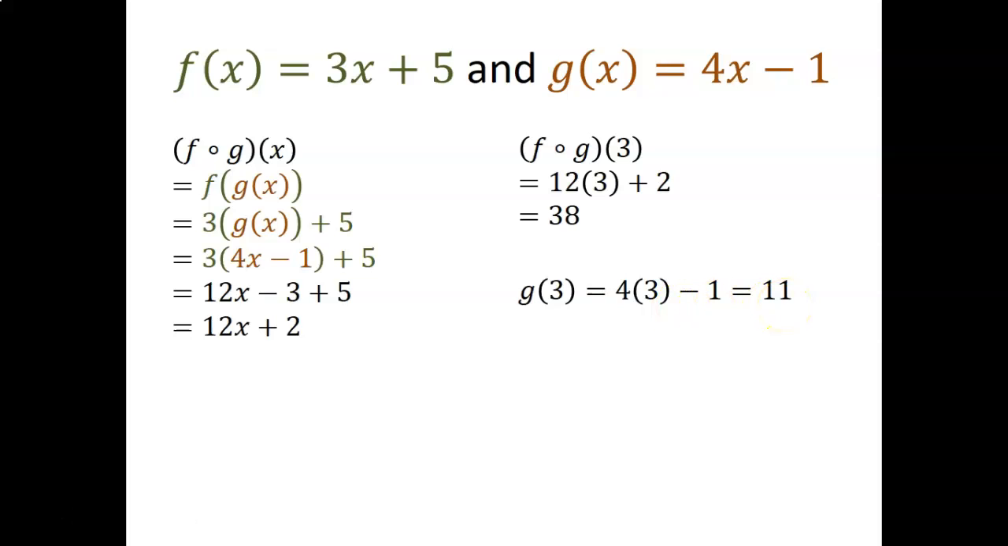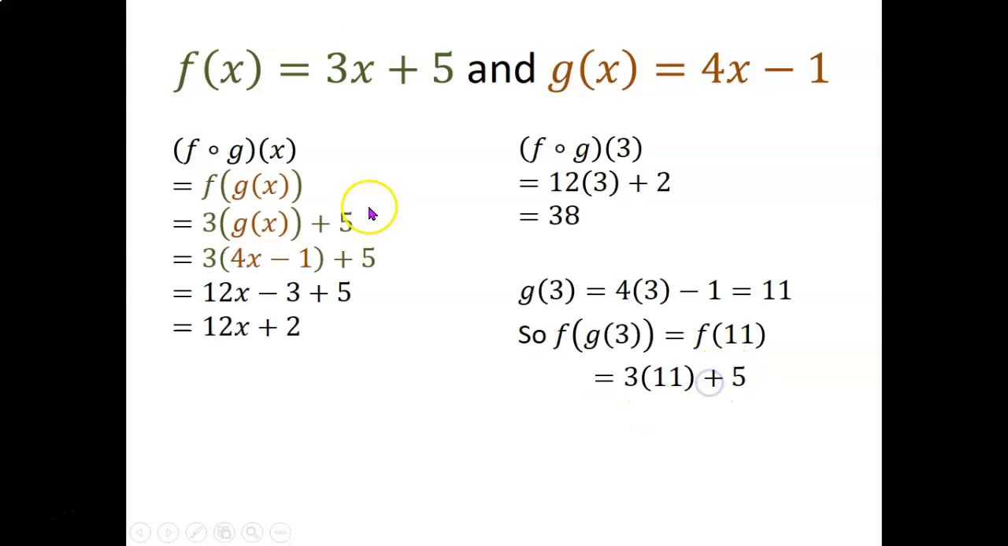Now what comes out of g is what goes into f. We put 3 into g and got out 11. So we're going to take that 11 and put it into f. F of g of 3 means f of 11. So that would be 3 times 11 plus 5, which would be 33 plus 5, which would be 38. See how that works?